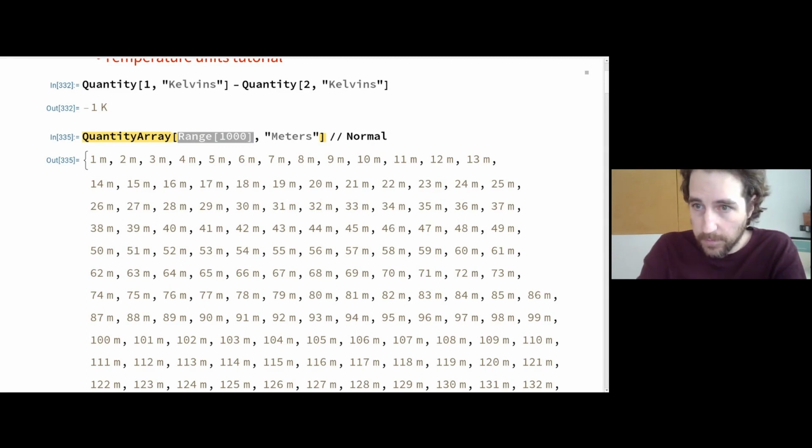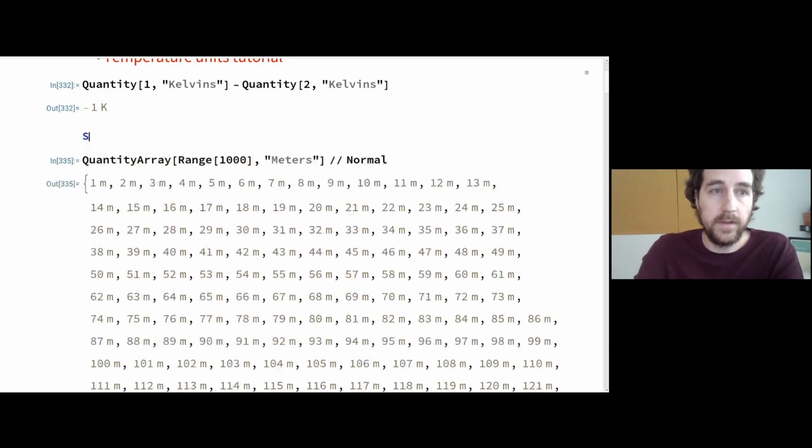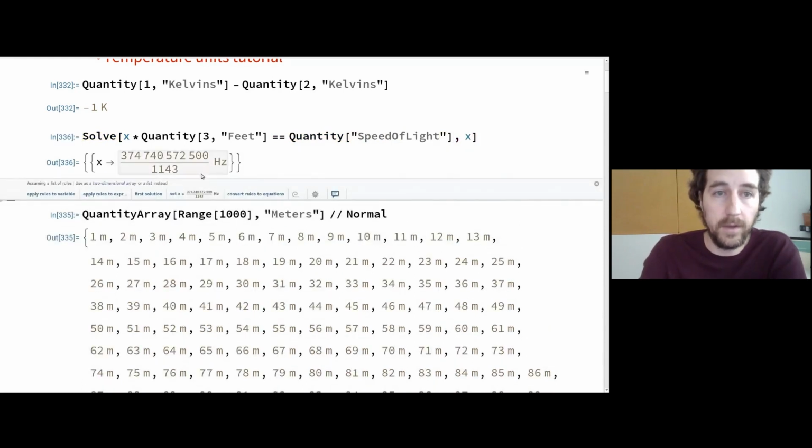Let's see here. How much does Wolfram know about units? A fair amount of non-unit functions, so in general, the symbolic framework for arithmetic understands units. Solve understands units. I can say solve x times quantity 3 feet equals, say, the speed of light, and I want to solve for x. We can see it's selecting hertz as a unit here, but we know we need reciprocal seconds. It can do the dimensional analysis to handle that.